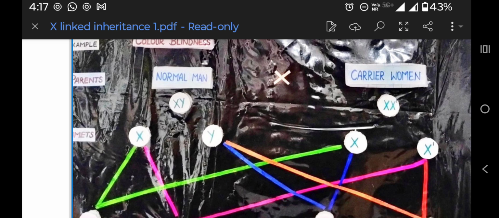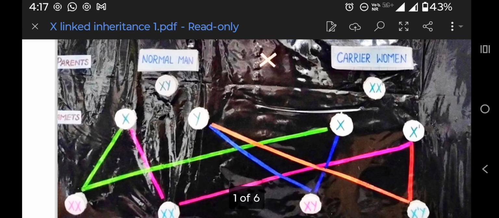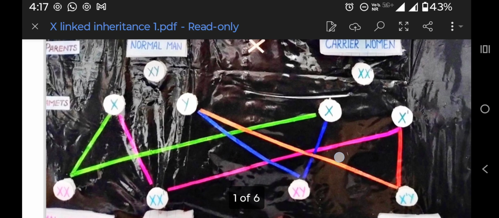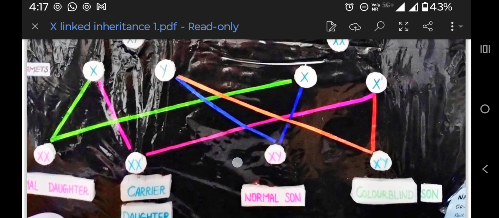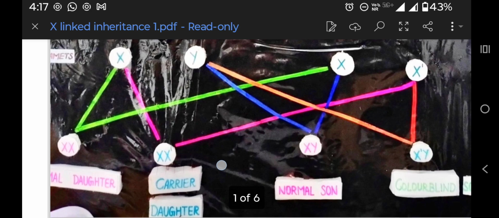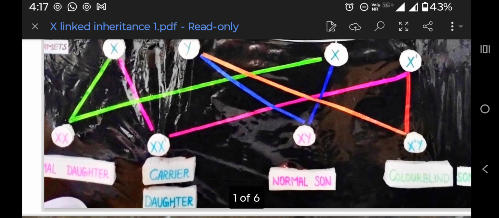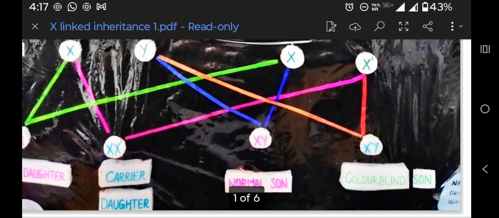You can see here a diagram showing the normal man XY and carrier woman X and XC. You can write X dot or XC. So one is a defective X here. Gametes in case of the normal man will be X and Y. Gametes in case of the carrier woman: one will be defective, one will be normal. In the next generation, you will find that one X chromosome is from the male and one from the female. So one is a normal daughter, one is a carrier daughter, and here one is a normal son, and one son will be color blind.